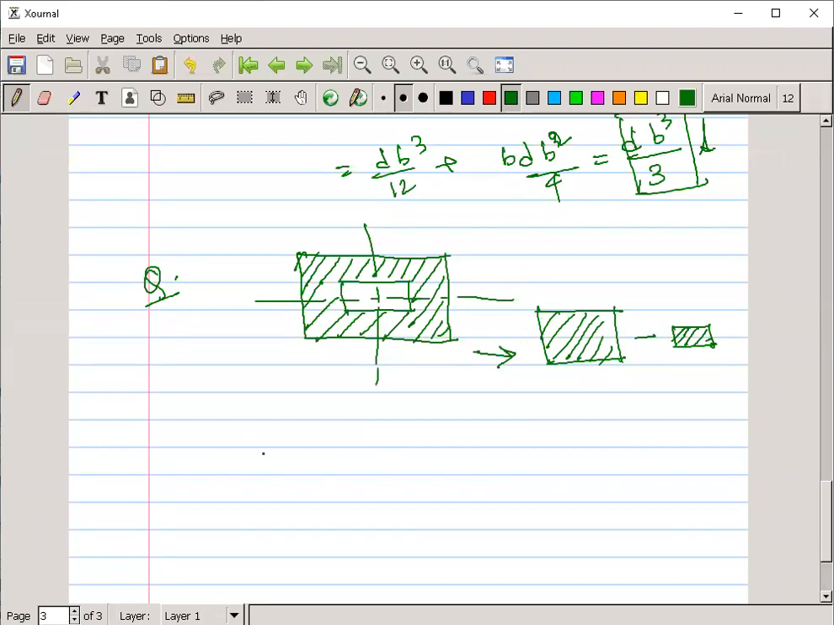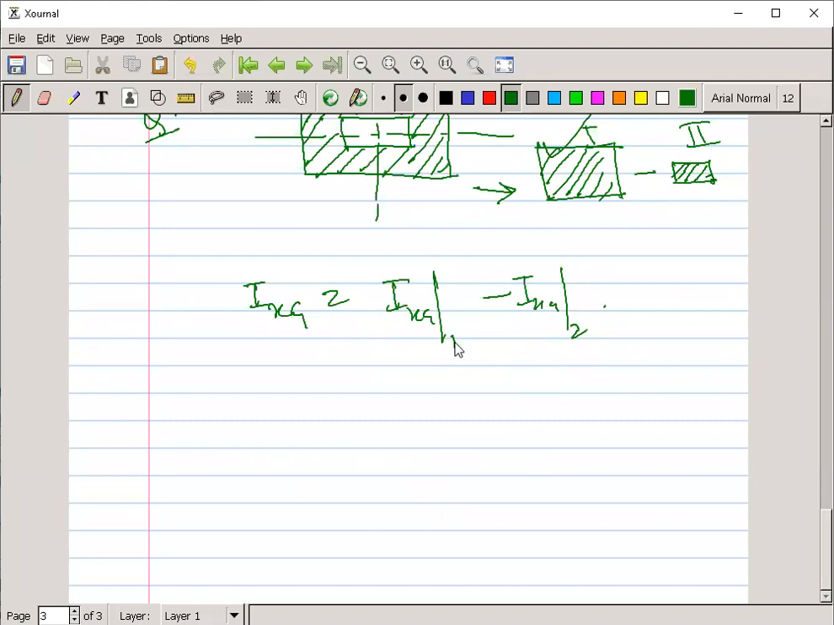So what you will get? You have to find out, suppose, I of xg. So simply first find out for this section, if it is 1, if it is 2, then I of xg for section 1, then I of xg for section 2. I think you can very easily solve this type of problem.